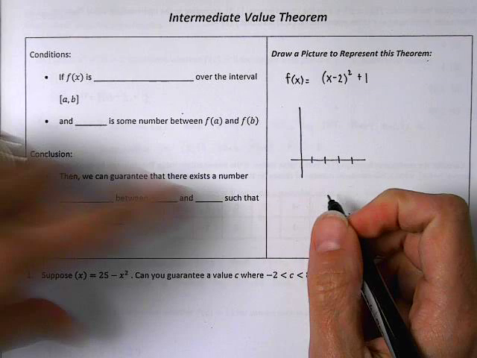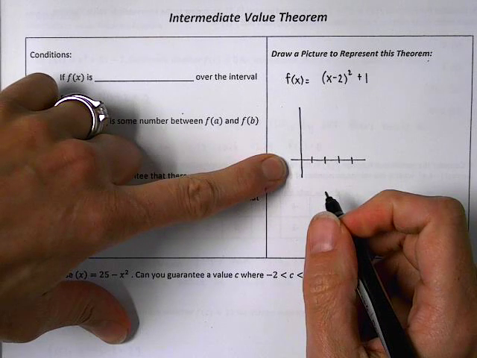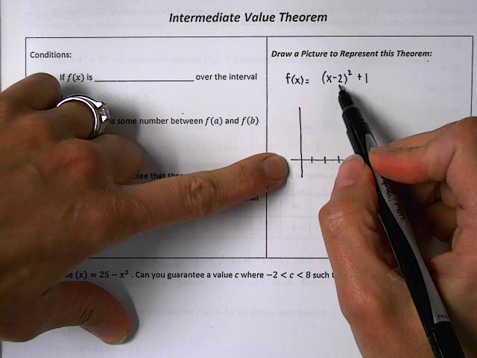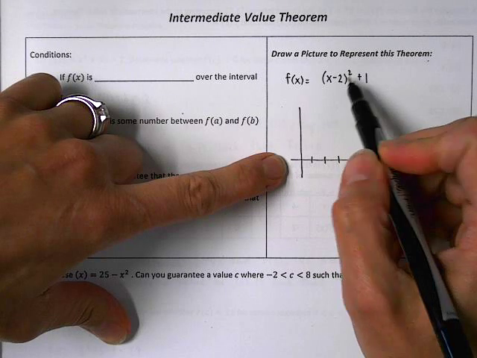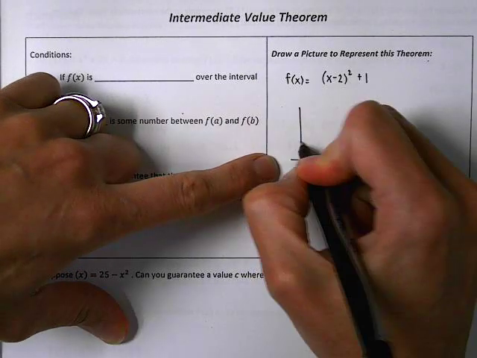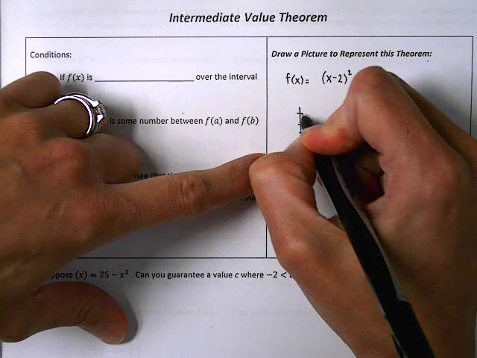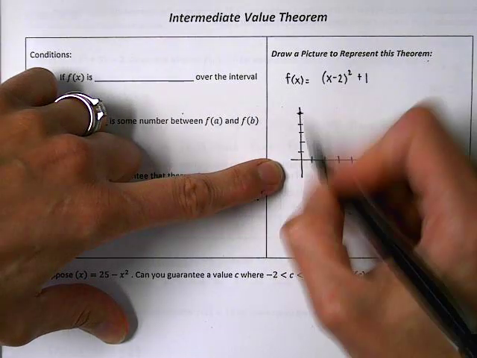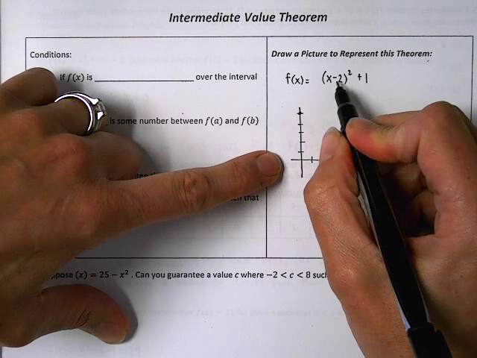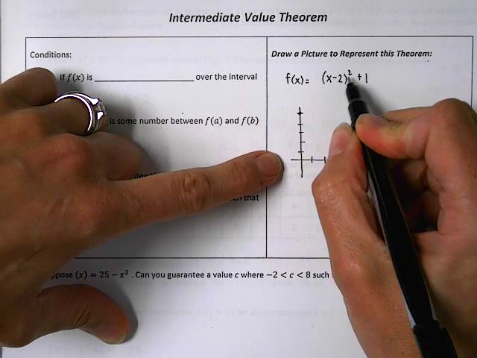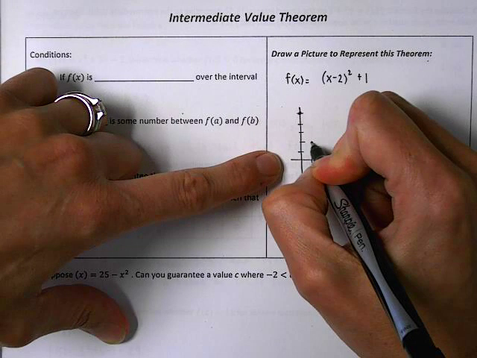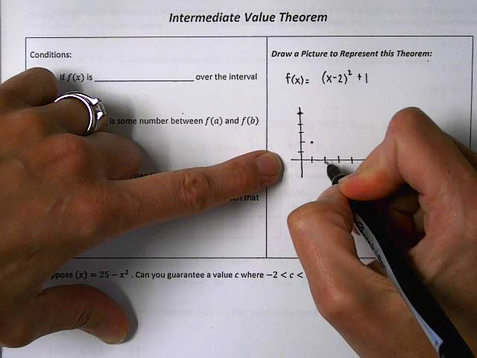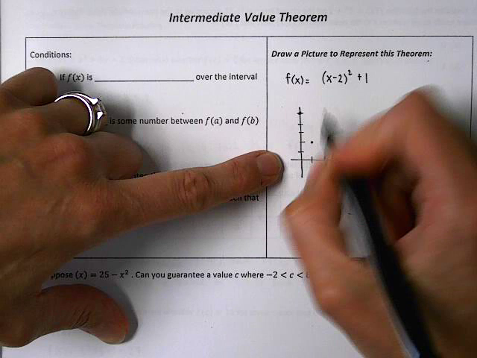So let's see, starting with f of 0. I've got 0 minus 2 is a negative 2, quantity squared is 4, plus 1 gives me a positive 5. And I'm just going to plot some more points to get our shape here. So 1 minus 2 is a negative 1, squared is positive 1, plus 1 is 2. If I plug in 2, that's going to give me 0 plus 1 is 1.